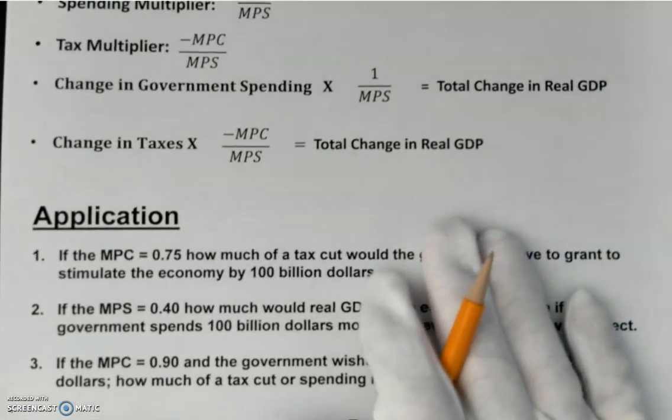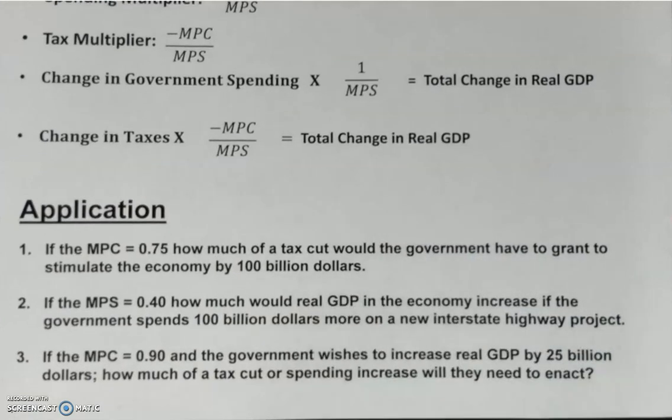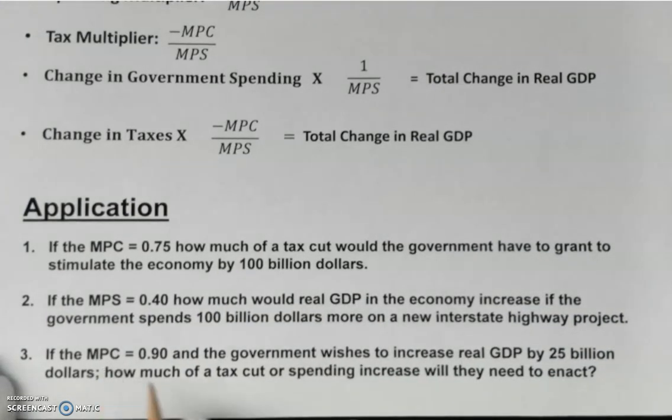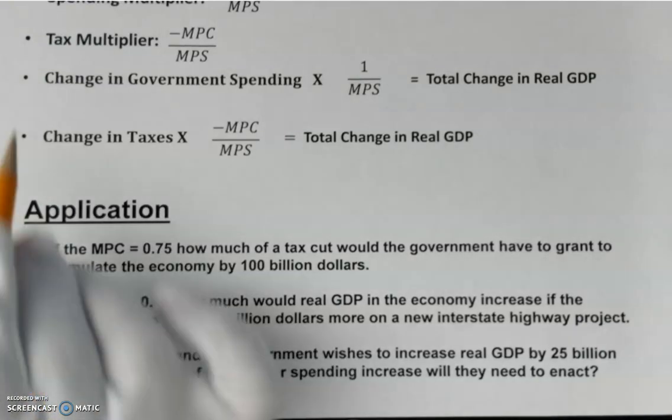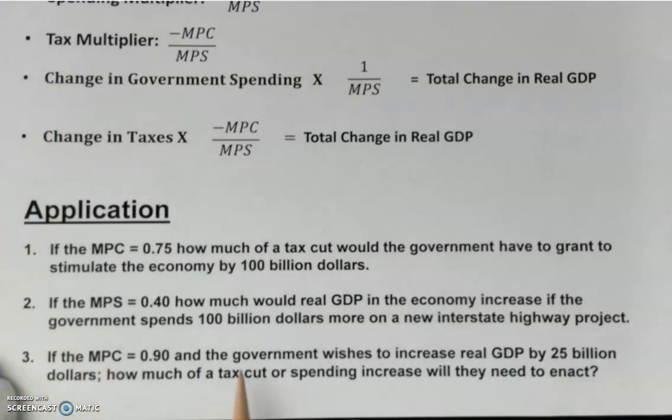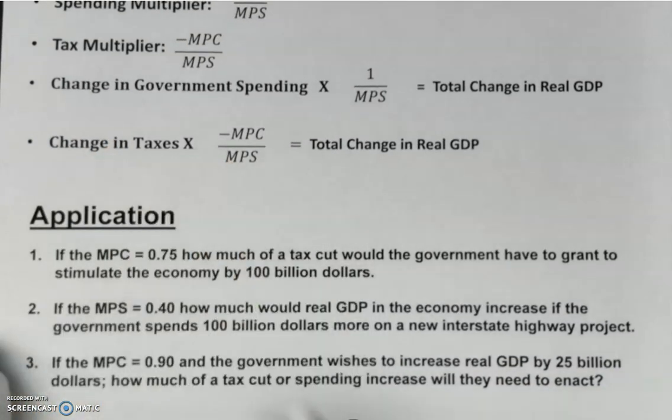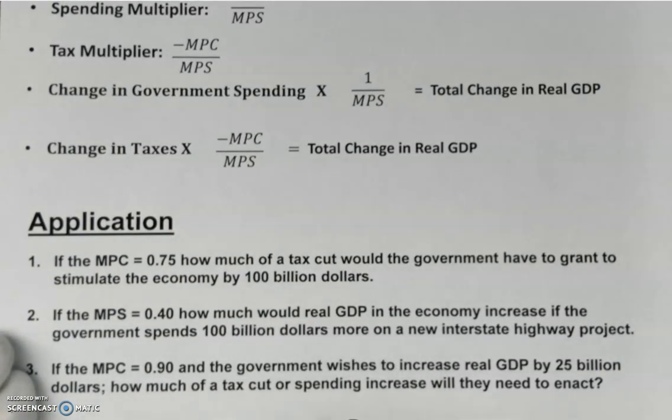For the third one, it says if the marginal propensity to consume is 0.9, and the government wishes to increase real GDP by $25 billion, how much of a tax cut or spending increase will they need to enact? Well, this one is actually going to require that we use both formulas because it's talking about a tax cut and a spending increase. Let's start with the government spending formula.